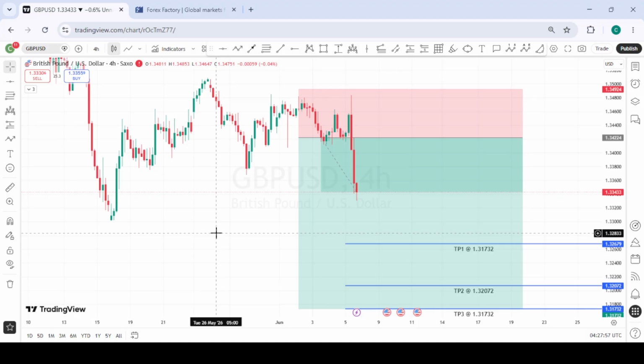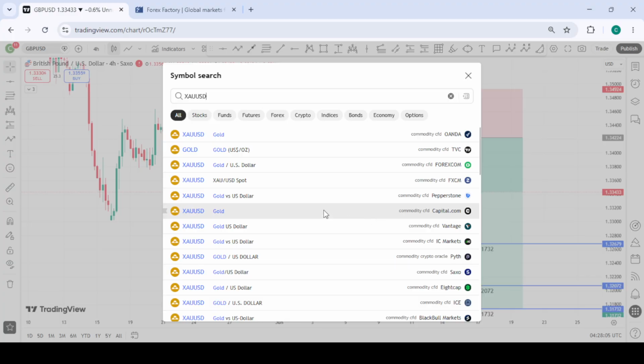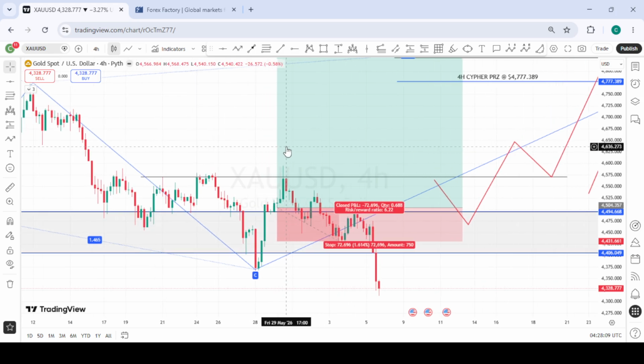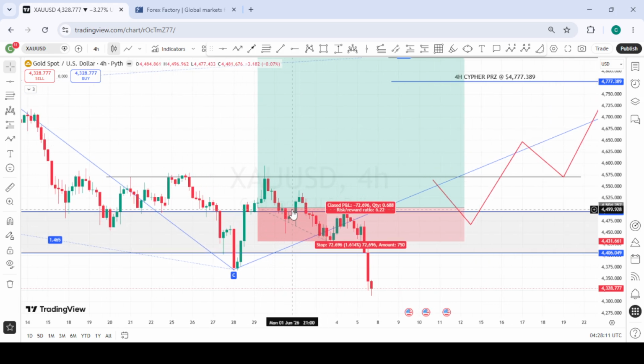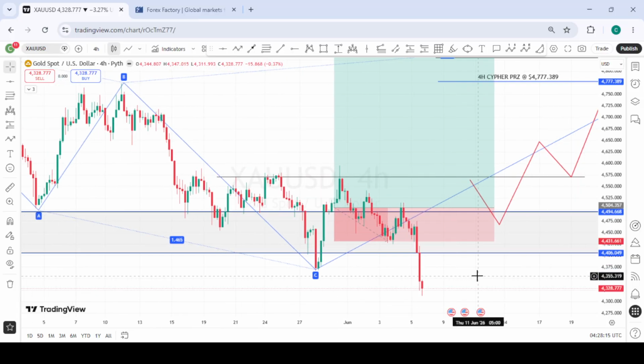I think the last one. The last one is gold. So we took a buy position on gold around here last week, and we took a loss on this position. So this position was a loss.